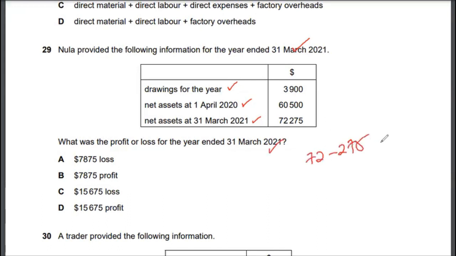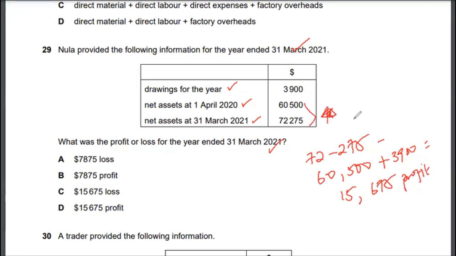You will take the net assets at 2021 minus the net assets at 2020. So there's an increase, plus 3,900 of drawings for 2022. And if I do the math in here, this comes as 515,765 profit. Why profit? Because you see net assets have increased, not decreased. So the correct answer to multiple choice 29 would be option D.